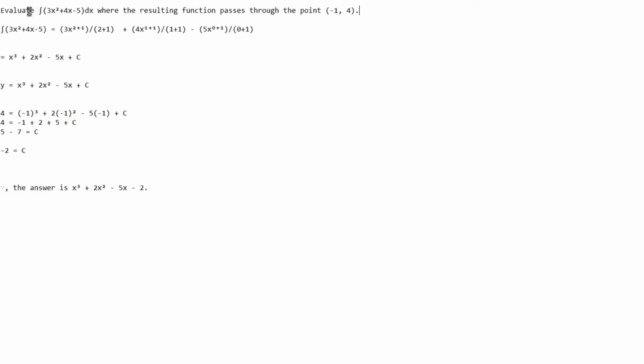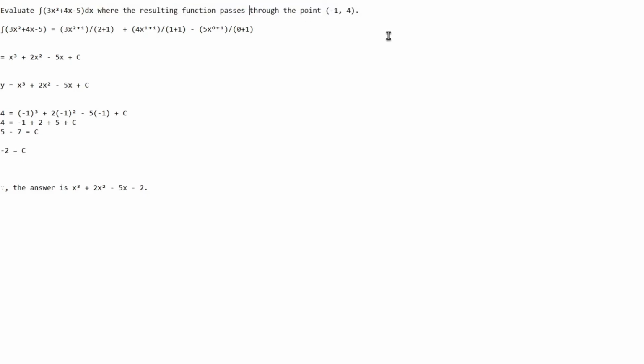Now, in this question, we're given an antiderivative, but we're also given this portion right here. This part right here is known as the initial condition, because for all of the antiderivatives which exist for this one, whatever c can be, there will only be, in most cases, one result which passes through the point -1 and 4, and thus this here will allow us to find c.